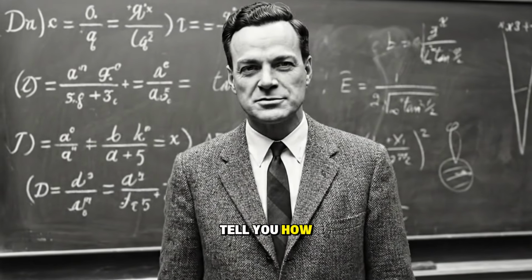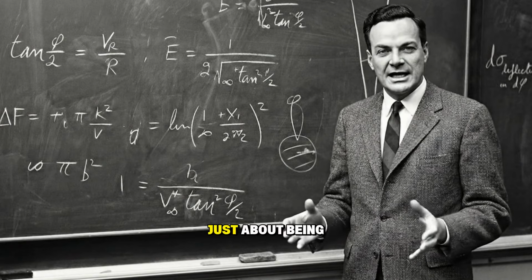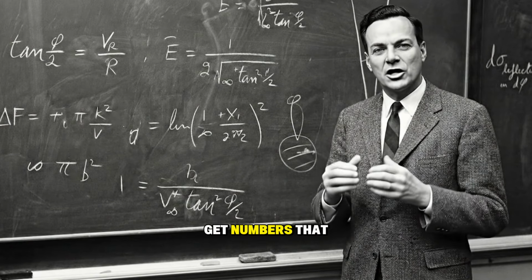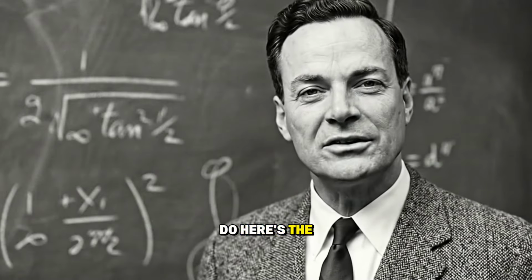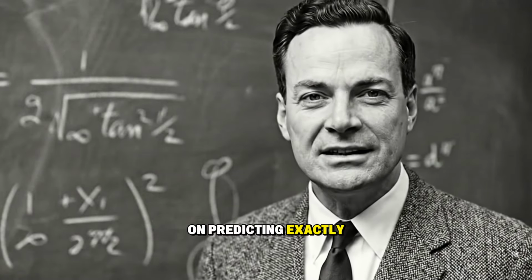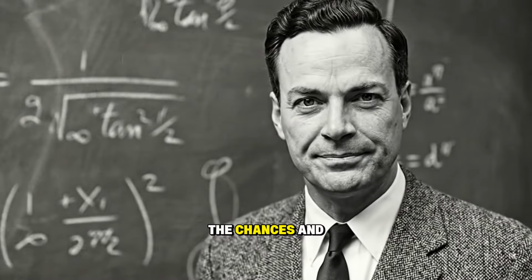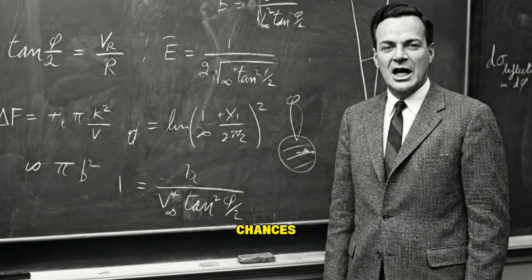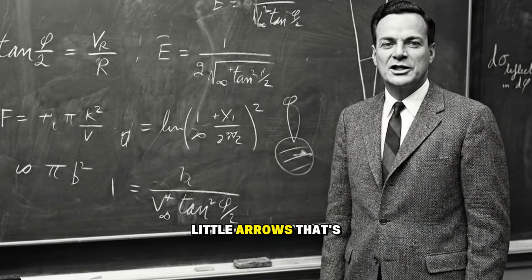Now, let me tell you how we actually calculate things in this strange world. Because physics isn't just about being confused. We have to get numbers that match experiments. And somehow we do. Here's the trick. We gave up on predicting exactly what will happen. Instead, we predict probabilities, the chances. And to calculate those chances, we use something that sounds ridiculous. Arrows. Little arrows.